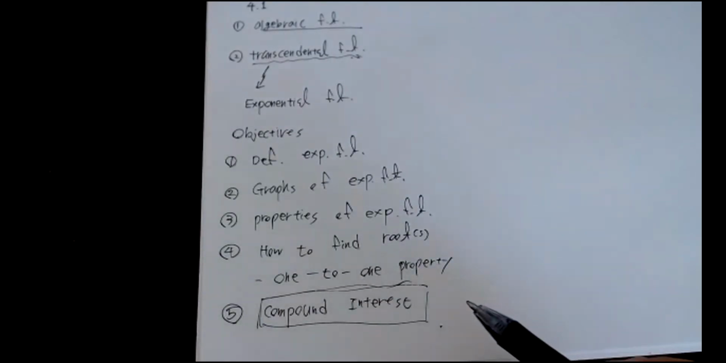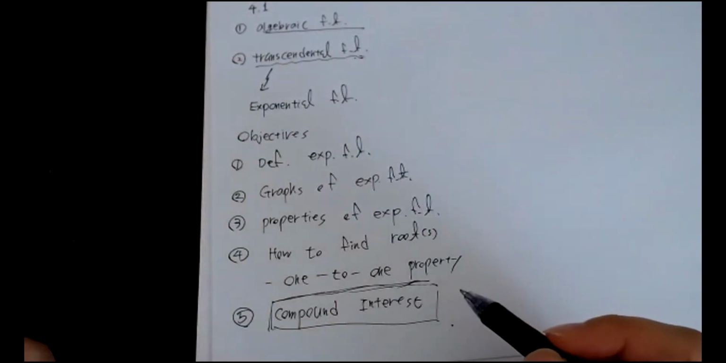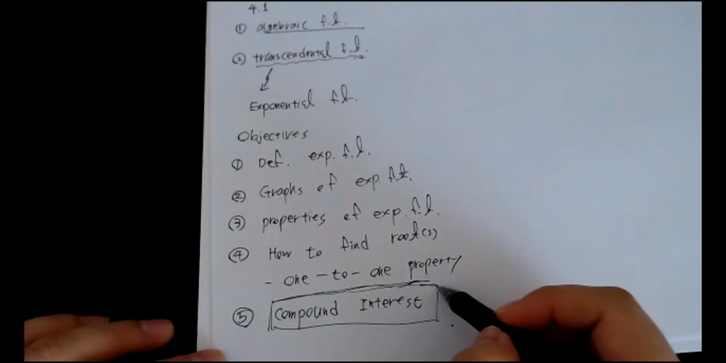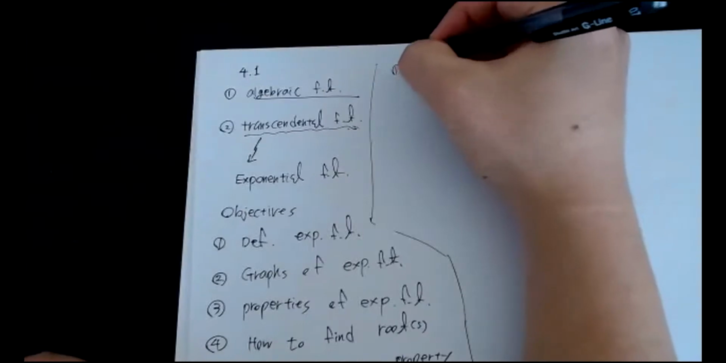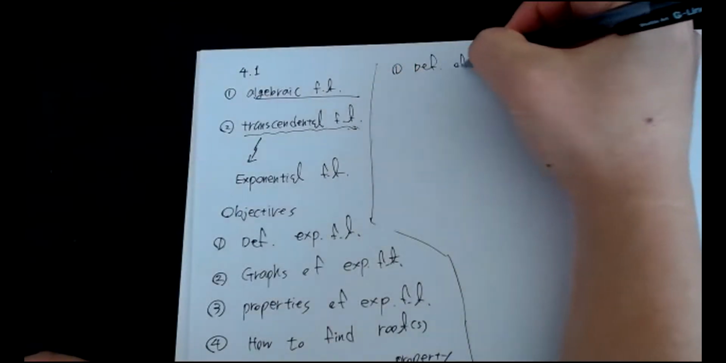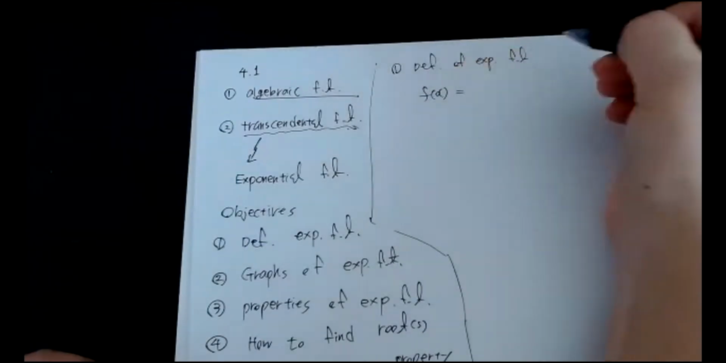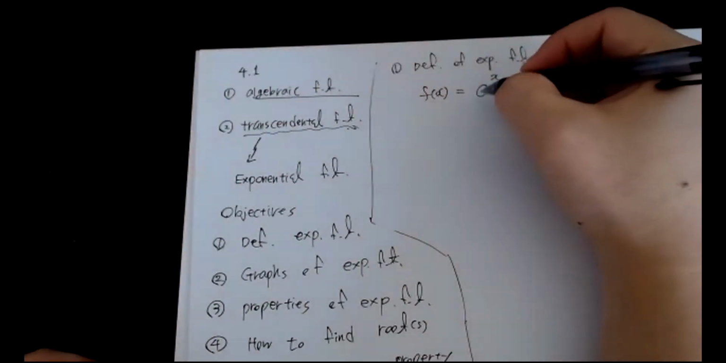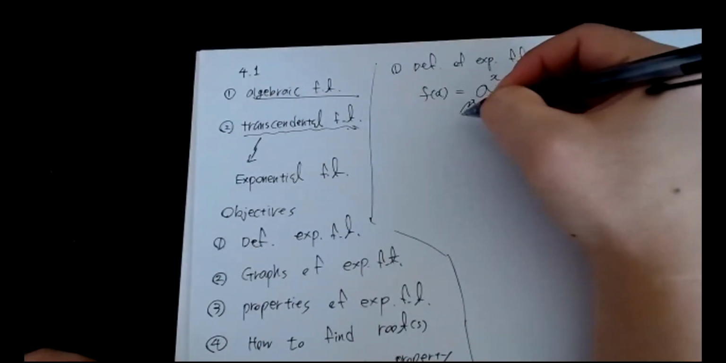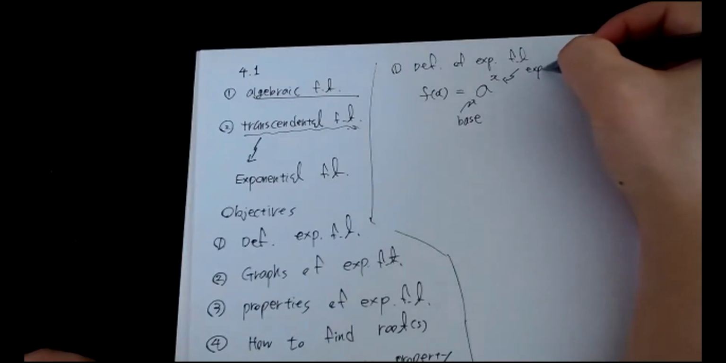This is really useful to figure out when you deal with some car loan or mortgage loan, something like this. Now the definitions. First one: f of x is the exponential function defined by a to the x. You see that x is in the exponent, right? So a is called the base, and x is called the exponent.